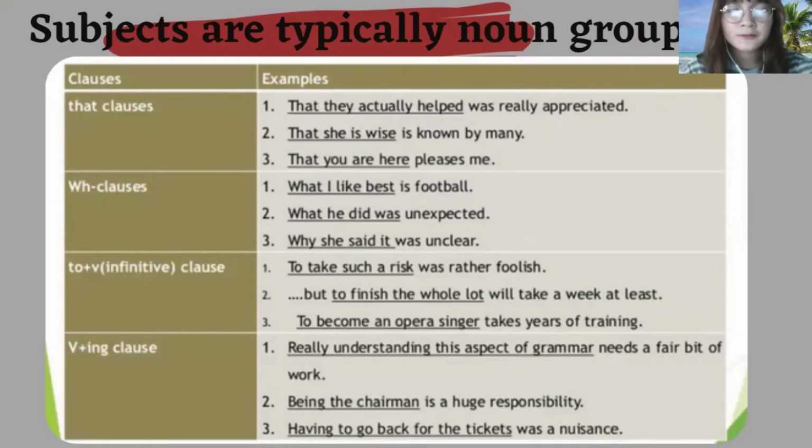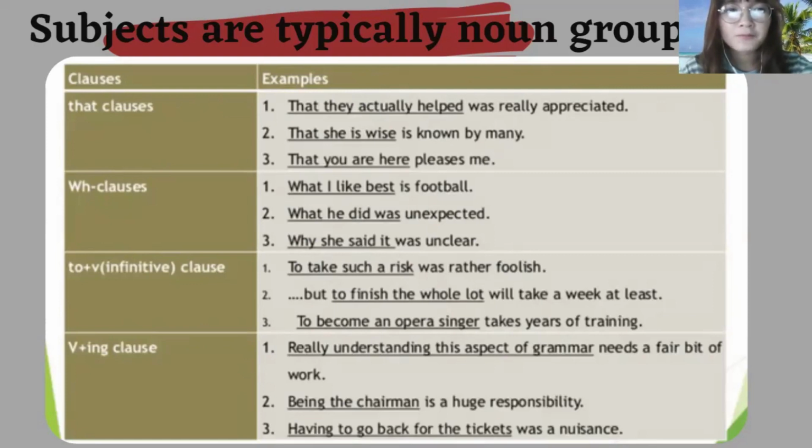Firstly, that clause. That clause you can identify that the sentence has the word "that" in the beginning of the sentence. For example, "That they actually have was really appreciated," or "That she is white is known by many."